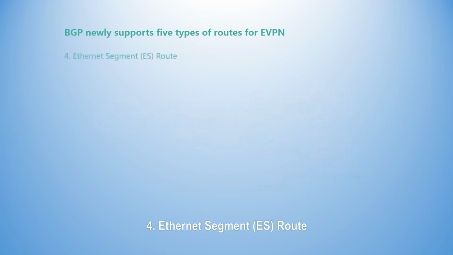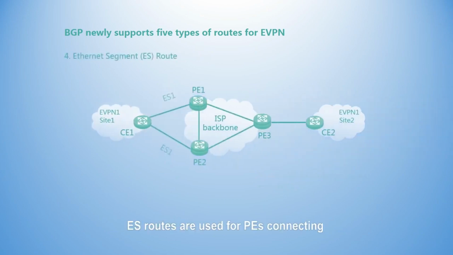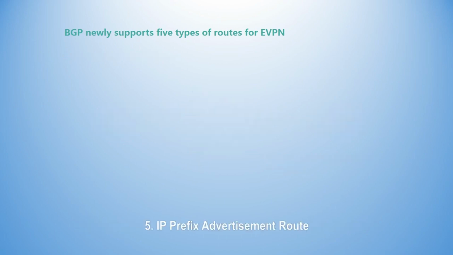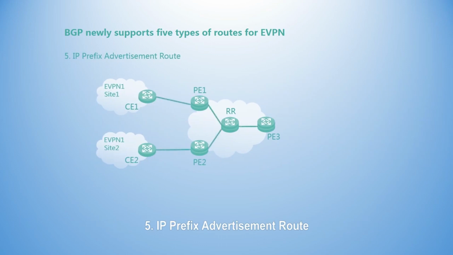Fourth, Ethernet segment (ES) route. ES routes are used for PEs connecting to the same CE to automatically discover each other. The routes are used for designated forwarder, DF, election. When a CE is multi-homed to PEs, to prevent the CE from receiving duplicate traffic, only one PE is needed to forward BUM traffic to the CE. In this case, a PE must be elected based on a fixed algorithm of DF election among PEs in the same ES. Fifth, IP prefix advertisement route.